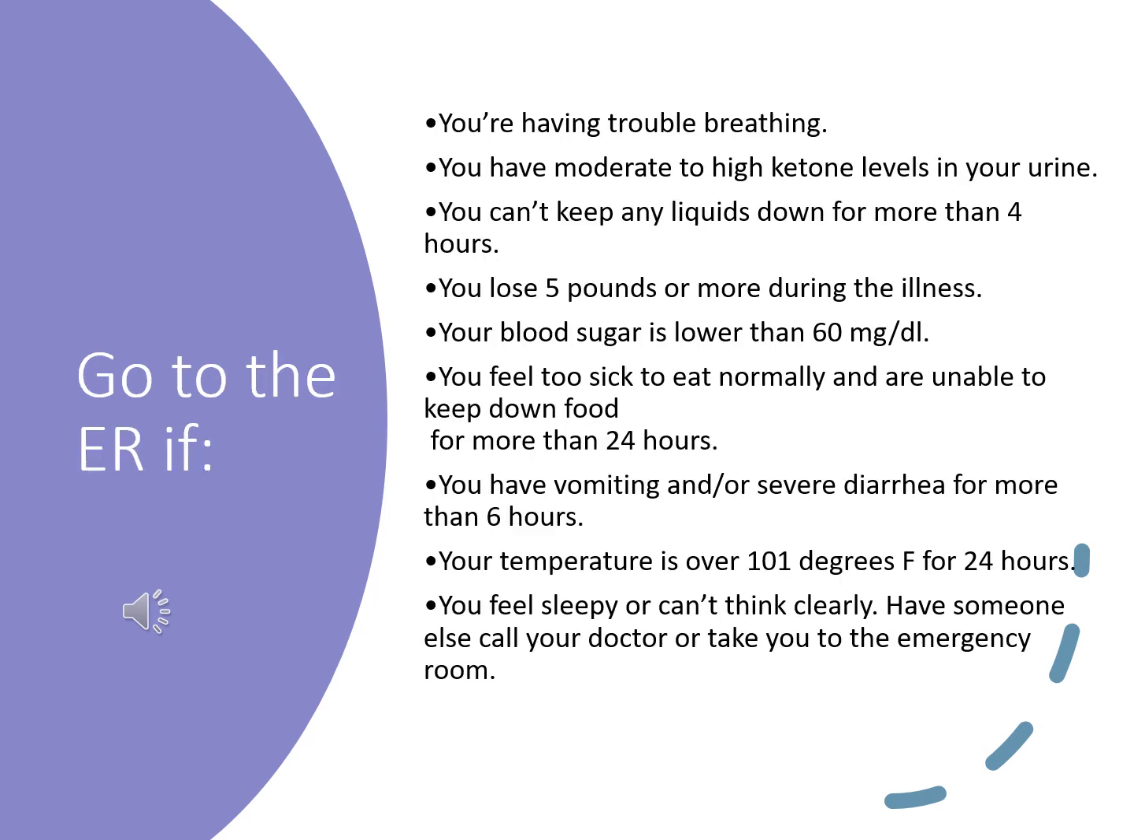We want them to go to the emergency room if they're having trouble breathing, if they have really high ketone levels, if they can't keep any liquids down for more than 4 hours, if they lost 5 pounds or more during the illness. If blood sugar is lower than 60, but I guarantee if it's 60, they're probably not super cognizant of that. So remind the families, if they get too hypoglycemic, we're going to have to take them into the hospital. If they're not able to eat, if you feel so sick for 24 hours, we know that's going to mess with everything. And again, if they're continuing to take their insulin and their diabetes medicine when they haven't eaten anything, oh boy, it's going to be a big problem.